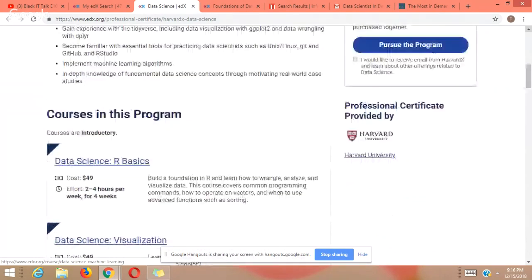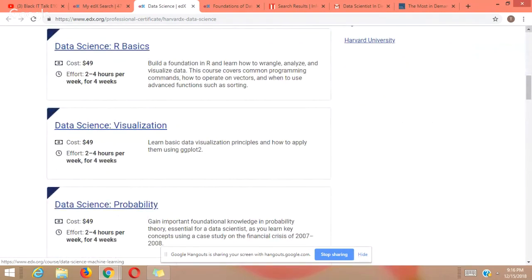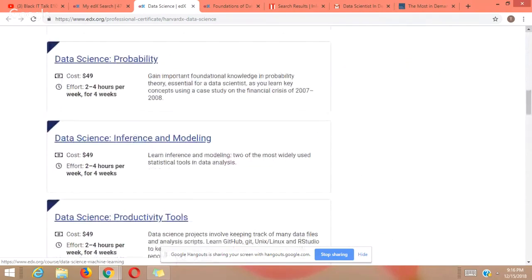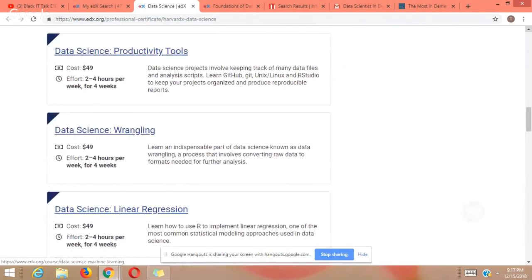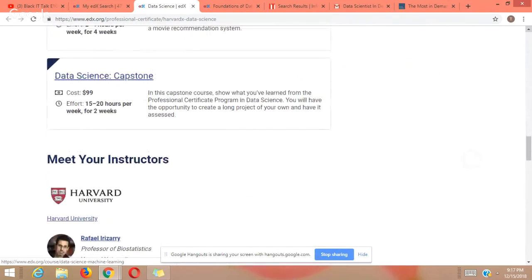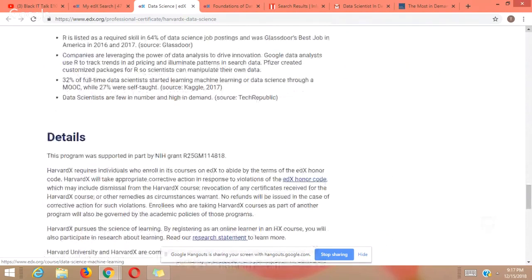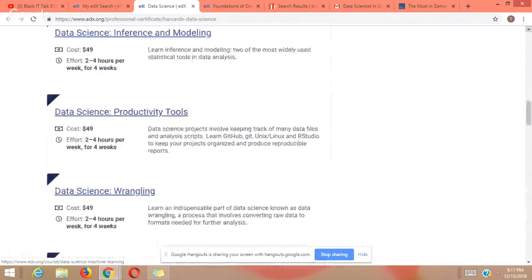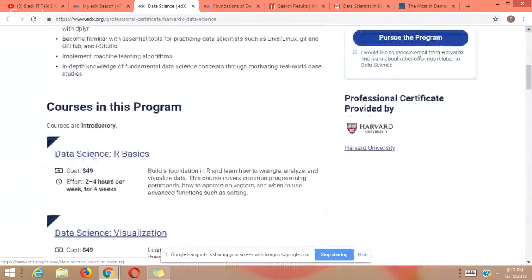So here, you're getting 9 courses. That's unheard of. So you get data science: R basics, data science visualization, data science probability, data science inference and modeling, data science productivity tools, data science wrangling, linear regression, machine learning, and capstone. Your capstone is usually how you do your thesis, which you have to demonstrate. Now, are those good courses considering it's edX? Not to say that edX is bad, but considering they're online, not in class. It's exactly what you need to get started.